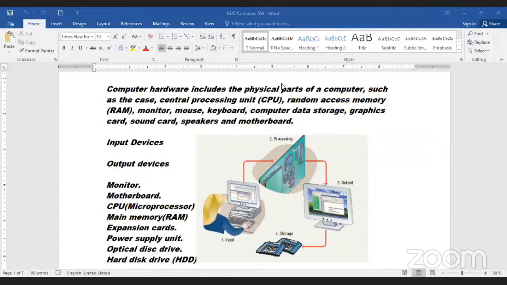Okay, last week we covered computer hardware, which we mentioned includes the physical parts of a computer, such as the case. We identified that we have various types of computer case. We have the desktop case, and then also we have the tower case. The desktop usually is smaller in size and lies flat on the desk. That's why it's called a desktop. Then we have a tower.